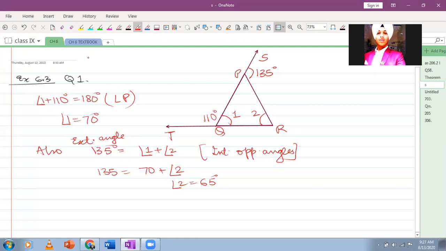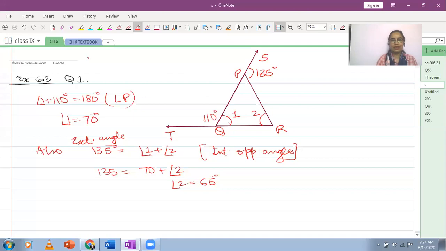Angle 1 is 70 degrees and angle 2 comes out to be 65 degrees. Actually, I've changed the numbers here because I'm only using 2 angles. I'm not using 3. So if you're using 3, number them as 1, 2, 3. And do look at the figure and then answer.